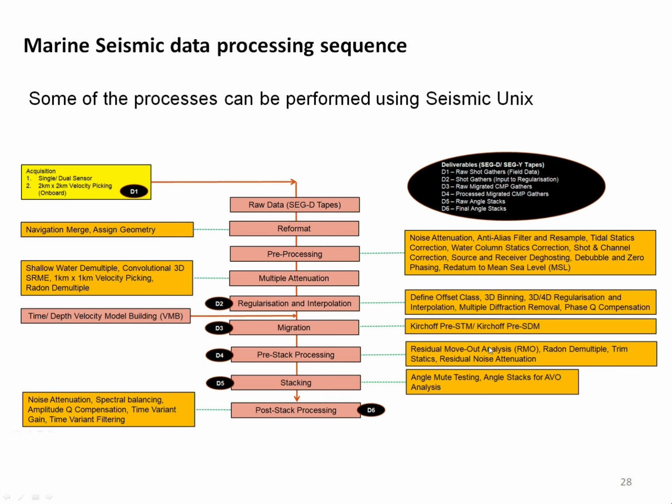Okay, so that was all about some of the QC displays on the real seismic data. Now this is a typical marine seismic data processing sequence. You start with your raw SEG-D or SEG-Y tapes. You have to reformat your data to whatever format your software accepts, and then you do the pre-processing where you apply some kind of noise attenuation, resampling, and all these things. And then you need to do the multiple attenuation. You remove all the water bottom related multiples and the other multiples using radon. Then you have to regularize your data and interpolate.